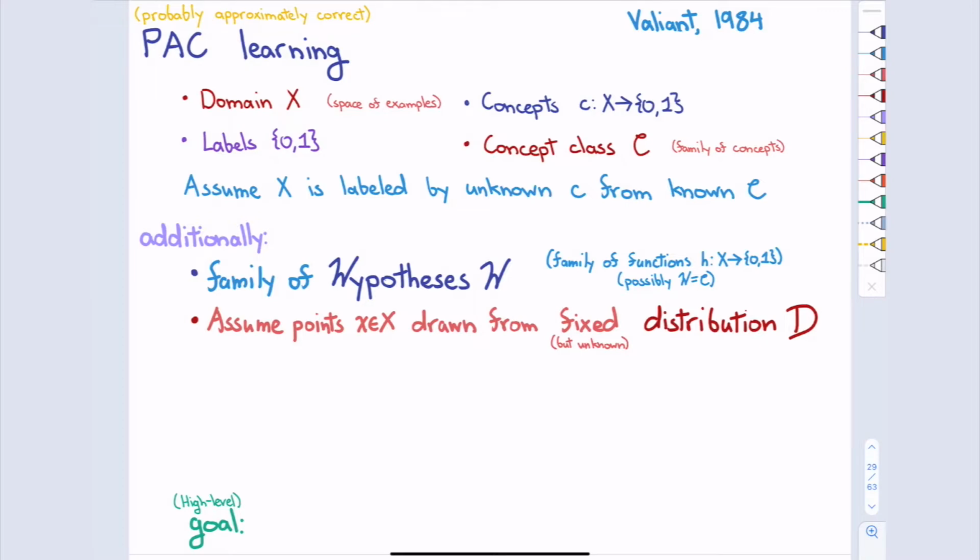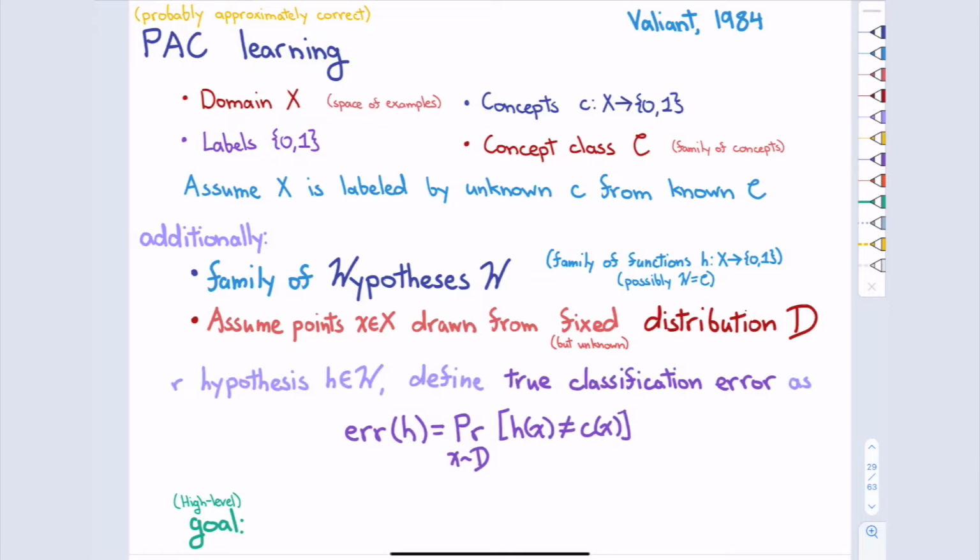All right. Now for a hypothesis H, we can define a true classification error that has nothing to do with training samples. So this is your hypothesis H that maybe some algorithm produced. And I'm saying, what are the odds if I draw X from D that H disagrees with the real label? C is the true concept that's actually labeling these things. It's classification error. What are the odds that I disagree?